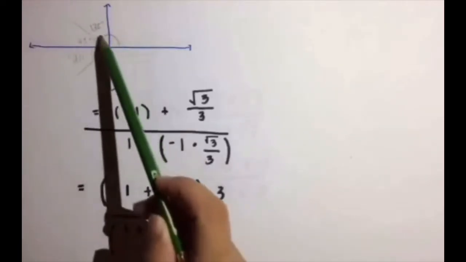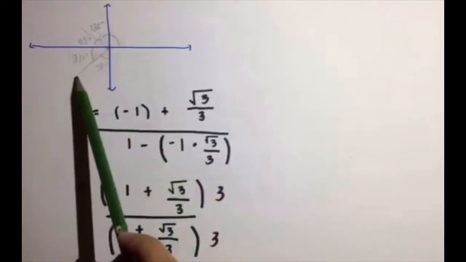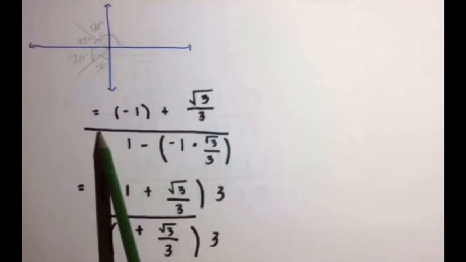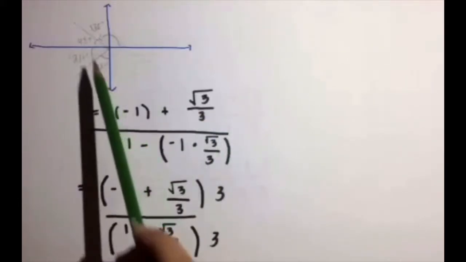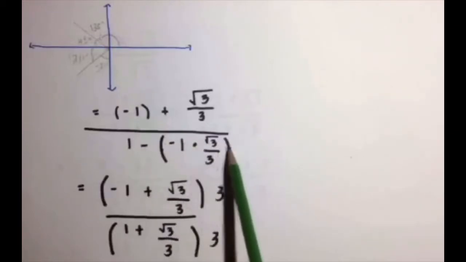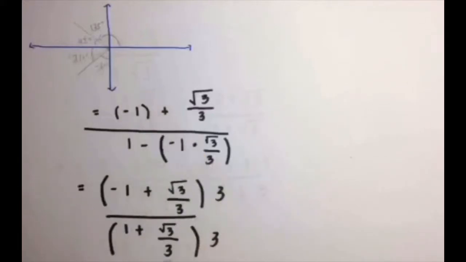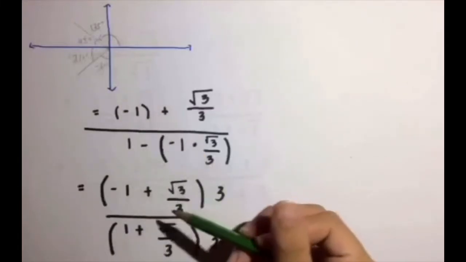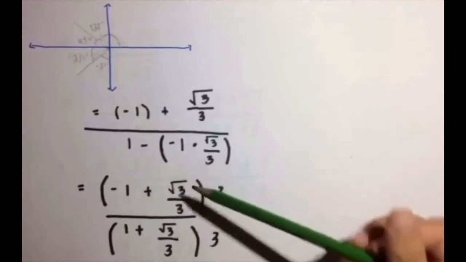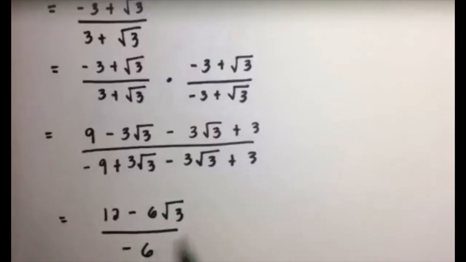So tangent 135 degrees is equal to negative 1, plus tangent 210 degrees, which is positive square root of 3 over 3, divided by 1 minus tangent of 135 degrees, negative 1, multiplied by the square root of 3 over 3, the tangent of 210 degrees. Now, we need to multiply it by their denominator so we can cancel the fraction in both numerator and denominator. We need to simplify this fraction.